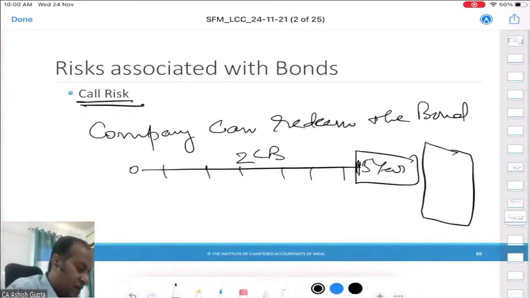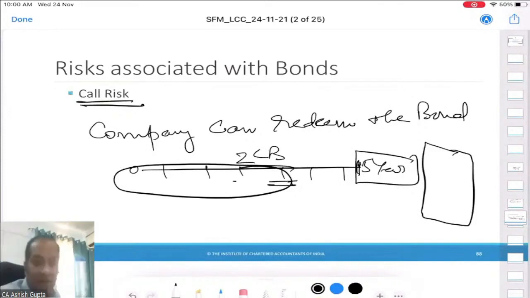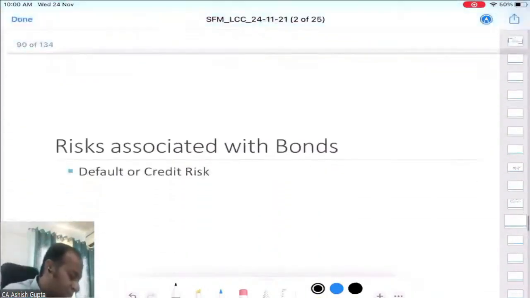Or if I have purchased a zero coupon bond, I may get a good amount there. But what happens in between, the company has exercised their call option, and it may be possible that after 4 years the company has returned the money. So his planning will be spoiled. This is called call risk.